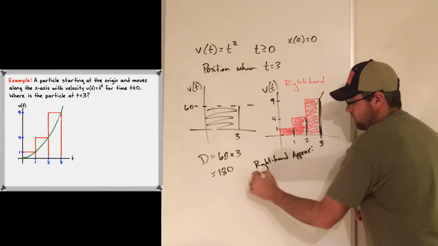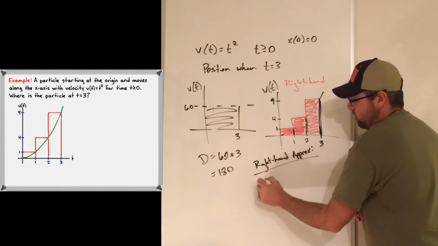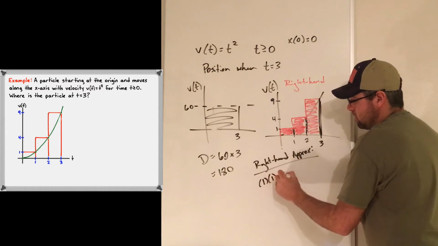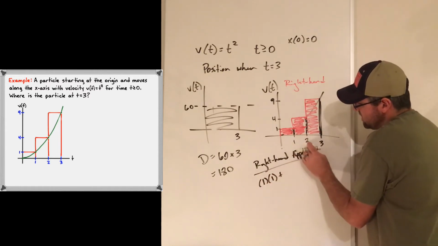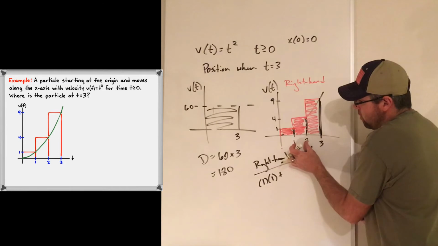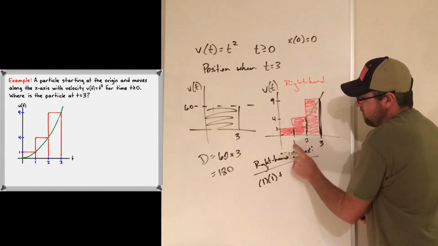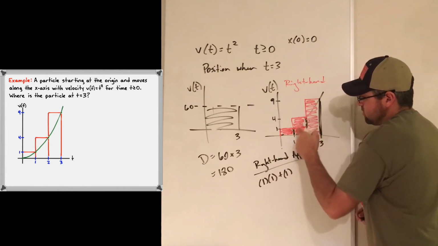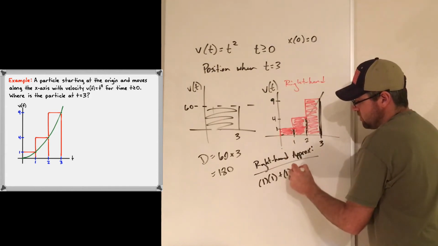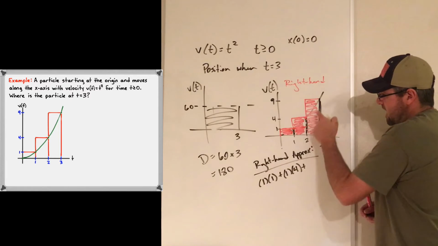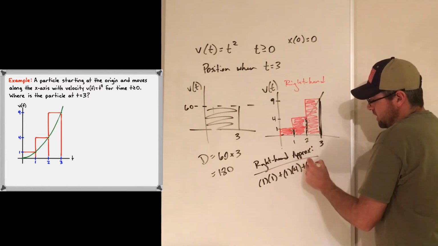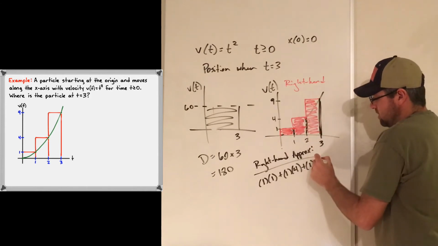it is going to be, what's the width? Well, the width is going to be 1 times the height is 1, plus what's the width here? The width isn't 2. The width is how big this second rectangle is. How far is it from 1 to 2? It is 1 unit. How tall is this rectangle? Well, this rectangle is 4 units tall. Now the last one, how wide is that? Well, the distance from 2 to 3 is 1 again, and the height is going to be 9.